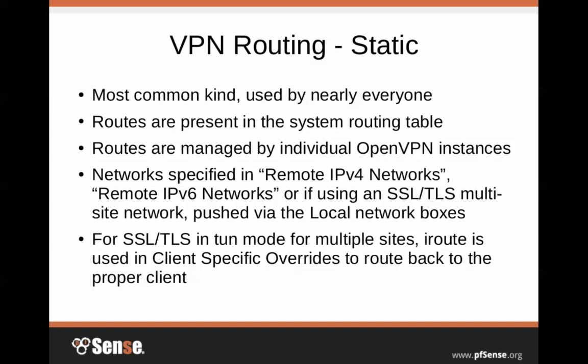The networks are managed using the remote IPv4 networks and IPv6 networks. If you're using SSL/TLS multi-site, you can push to the other ones. You can't push with static key, but you can with SSL/TLS. And for SSL/TLS and tun mode with multiple sites, you have to worry about iroutes, which are the internal, hence the i, routes for OpenVPN and the client-specific overrides. So you have a client that connects with a given certificate common name, and they each have to be unique. And the iroutes tell OpenVPN internally which subnet to route back to a given certificate. It's handy to do for a single setup, but it's pretty inflexible in terms of playing with the routing.